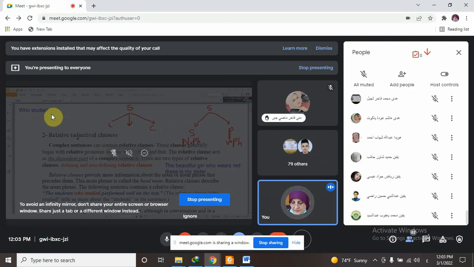You should put a question mark after "who studied" in order to what? In order to be a complete thought. Thus, this is the difference between who as a question and who as a relative adjectival clause.